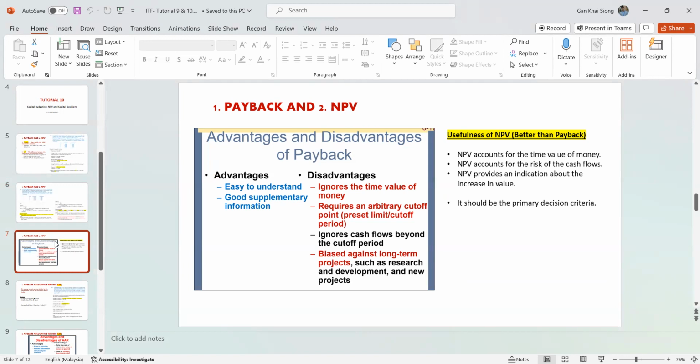And the cutoff period is very random. 3 years. How do you come up with these 3 years? It's very random, arbitrary. And it does not take into account the cash flow that you receive in the upcoming years after the investment is recouped. That's the problem, because when it comes to some research projects, it generates high cash flows after you recoup that cost. But all these have been ignored. So at the end, we use NPV. NPV should be the main criteria for decision making.